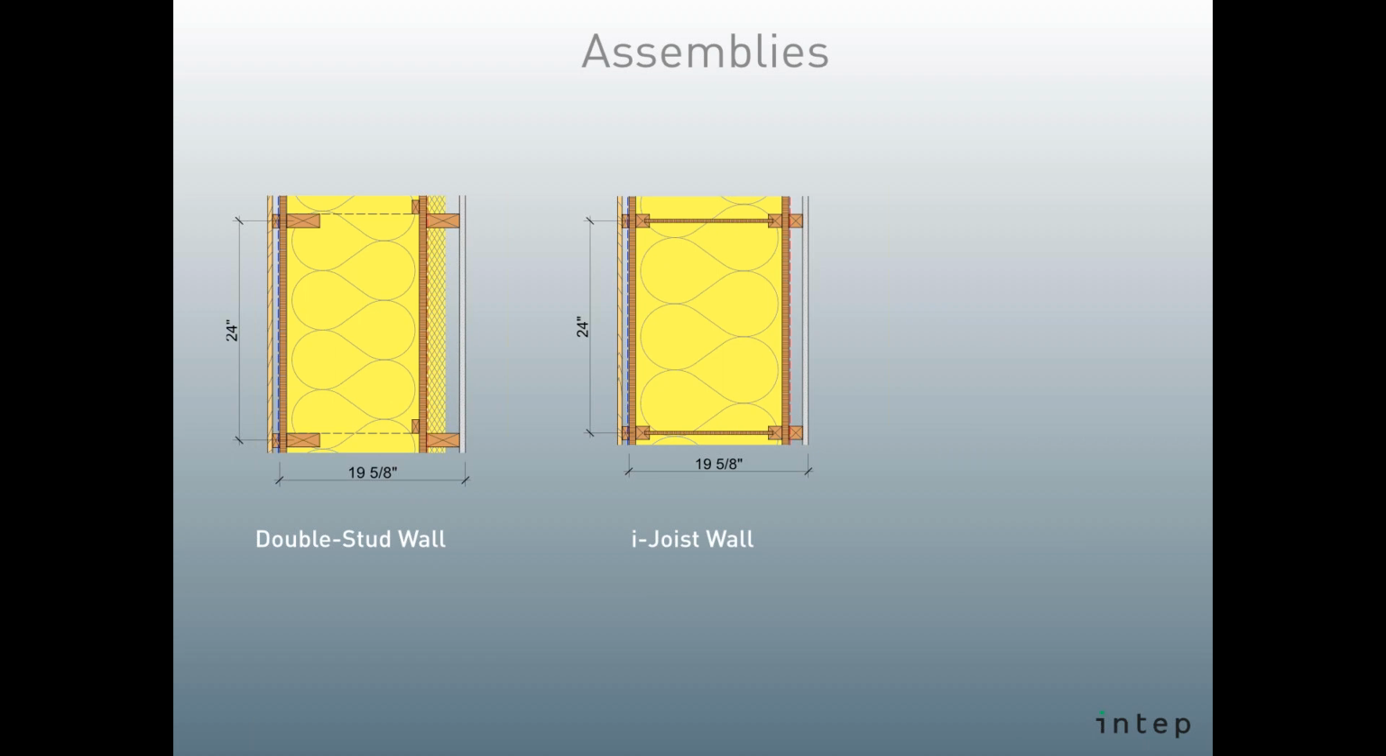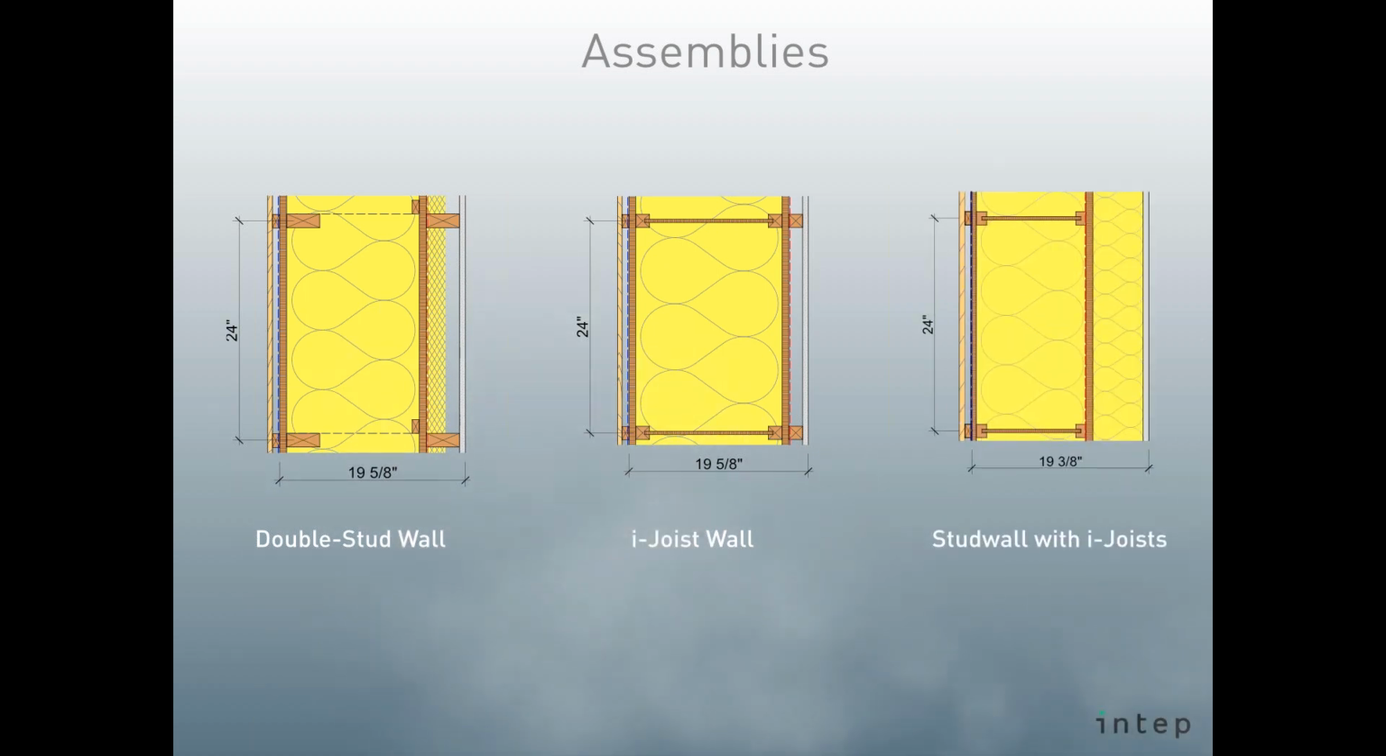We looked at a double stud wall, we looked at one that's framed with I-joists, and then we looked at this last one, which is a combination, a stud wall with I-joists. And I apologize, the 2x6s in that wall don't show up on the right-hand side there. They must have been hidden. So in any case, you're looking at three very different wall setups that deliver the same performance.